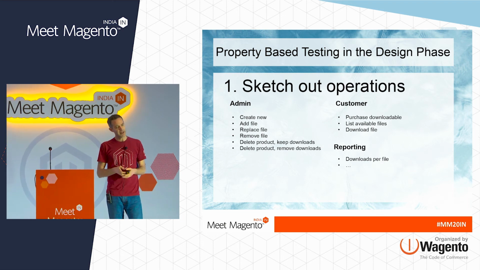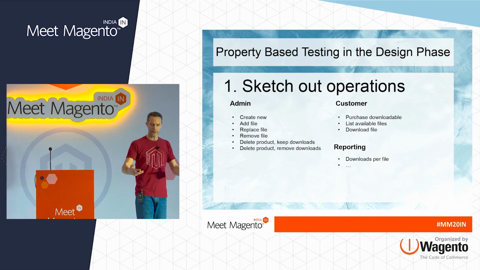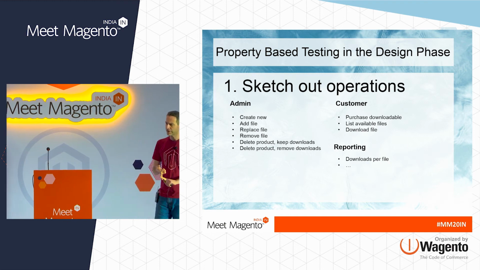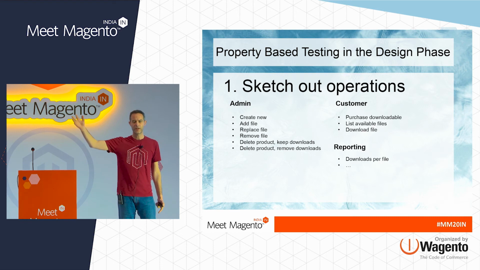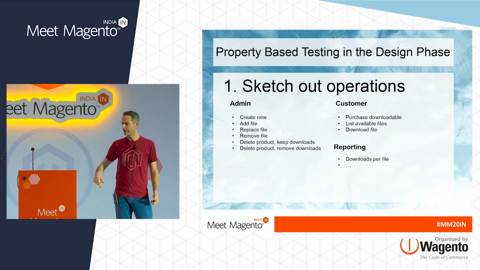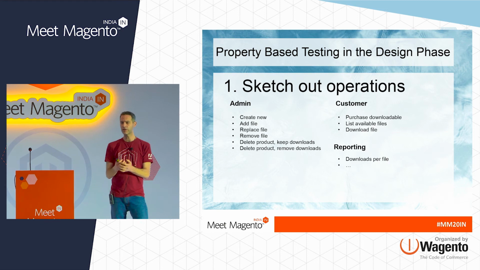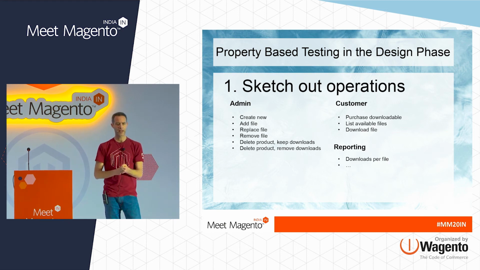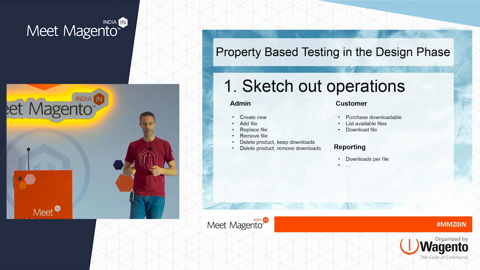First of all, I thought, okay, let's plan this out. What would I want to do? I want to be able to create a downloadable product, add files to it. I want to be able to replace files, remove files, as an admin. I want to be able to delete the product, but if I delete it, customers who already purchased it probably should be able to continue to download their products. And I also want to be able to completely remove it and not care about the customers. And as a customer, I want to be able to purchase the product and download it and list the files that are available for download, right? And maybe also some reporting and so on. Okay, so these are the actions.